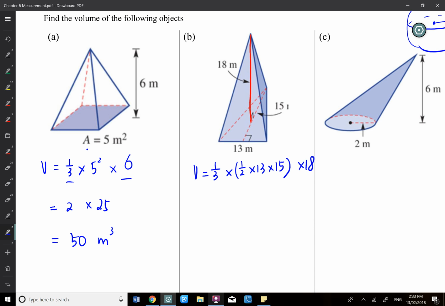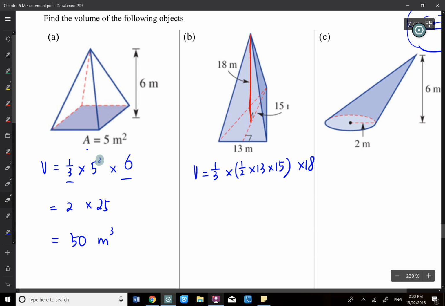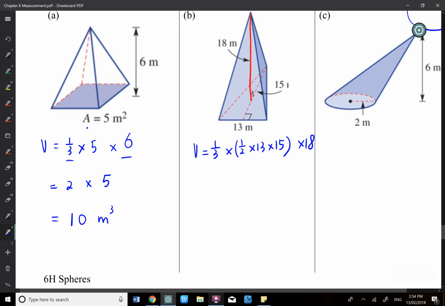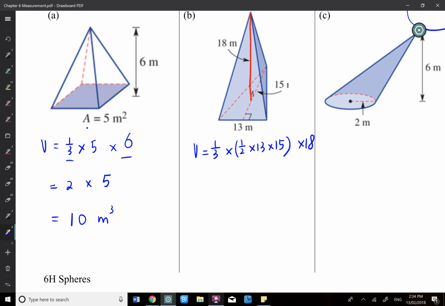For the first one, when it said 5 meters squared, does that mean the area of the base? Oh, sorry. Yeah, that's right. You're right. I was thinking that's the length. So we still have 5. Thank you for that. I got that wrong. It's giving you the base area already, so that's just a 5. Then I use a third times the base area times 6, and I get the volume. I was thinking that 5 is the length. So 10 should be the correct answer.